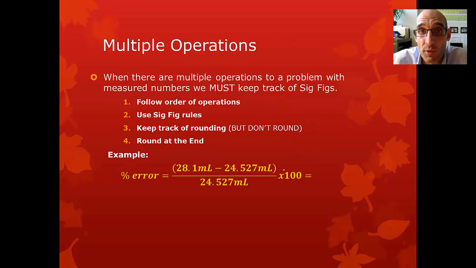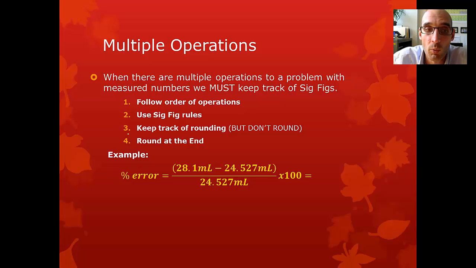When we run into multiple operations, the ones that really stifle us, we need to be aware of how it works. So here we have a multiple operation. If we look at our example, a percent error, we're going to follow these simple steps. We're always going to follow the order of operations, so we're always interested in one calculation at a time. We are going to use sig fig rules, right? If we're multiplying and dividing, we're interested in the number of sig figs. If we're adding and subtracting, we're interested in the number of decimal places. We need to use those as we go.